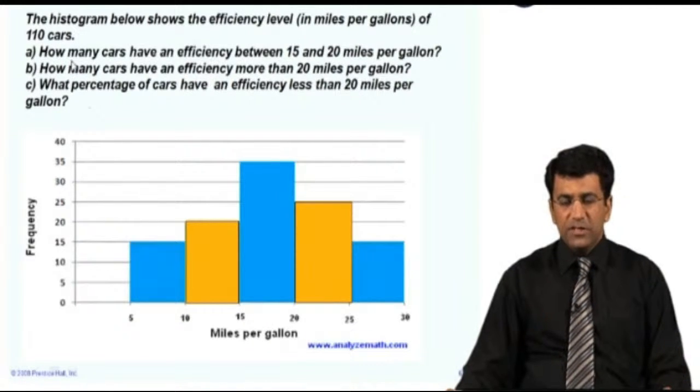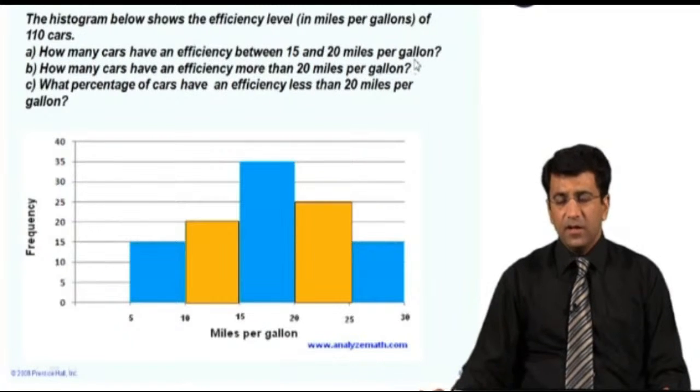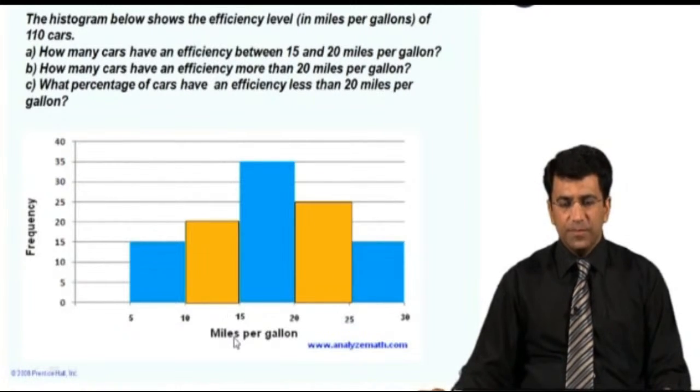Now again class, if the car manufacturing operation manager is interested to find out how many cars have an efficiency between 15 and 20 miles per gallon, we arrange the data by dividing it into intervals. In this case these intervals are 5 to 10, 10 to 15, 15 to 20, 20 to 25, and 25 to 30 miles per gallon. And on the y-axis is the frequency of this variable of interest.